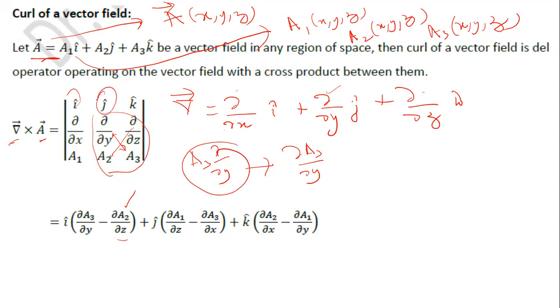And the coefficient for j will be del A1 upon del z, minus del A3 upon del x. Similarly, the coefficient for k cap you can write like the usual cross product. So this is called curl of a vector field.